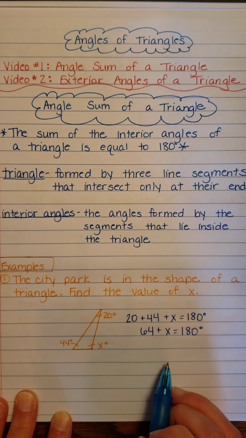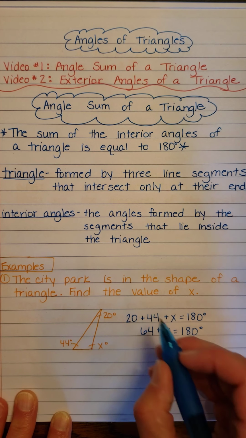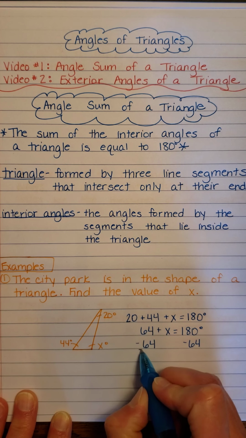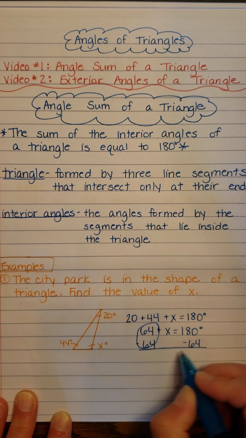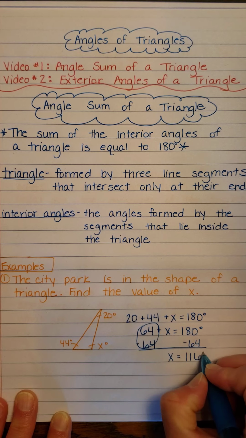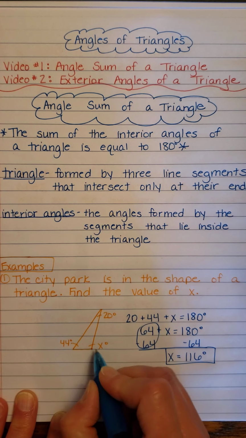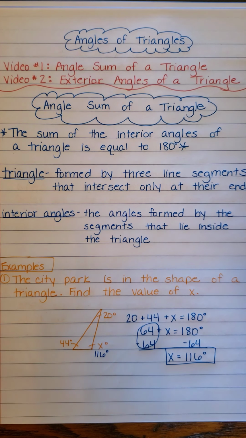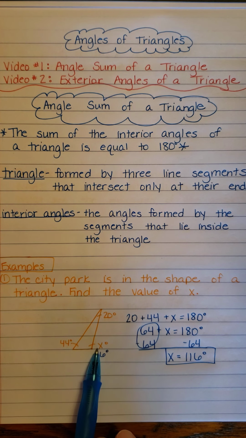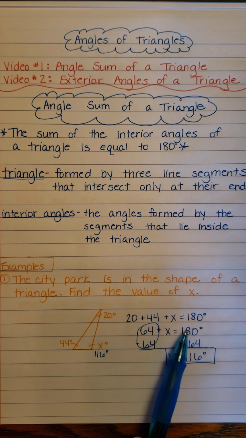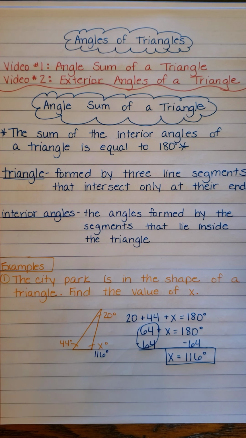I'm solving for x, so I have to get rid of this 64. So that means I need to subtract 64 from each side. So when I do that, that makes 0. That leaves me with x equals 180 minus 64, which is 116. So that means that this angle is equal to 116 degrees. Okay, we had our 3 angles. We know that the 3 of them added together have to equal 180. And then we solve for x.